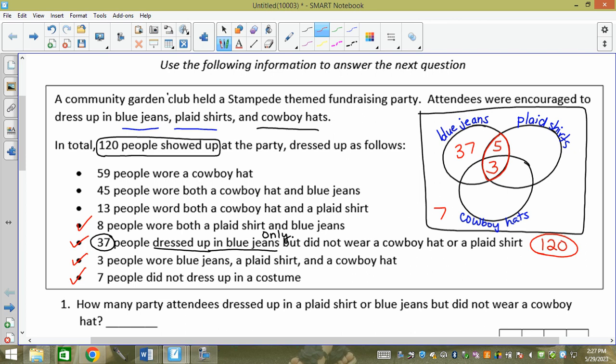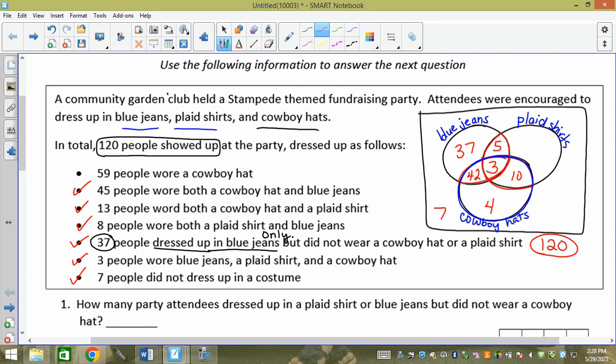Cowboy hat and plaid shirt eyeball should have 13. So how many are here? 10. 45 on the cowboy hat and blue jeans. So how many are in the blue jean cowboy hat only? 42. And then I gave you 59 wore a cowboy hat. So that's the cowboy hat circle. So how many are in here? Cowboy hats only, 4. How do I get the plaid shirt only?